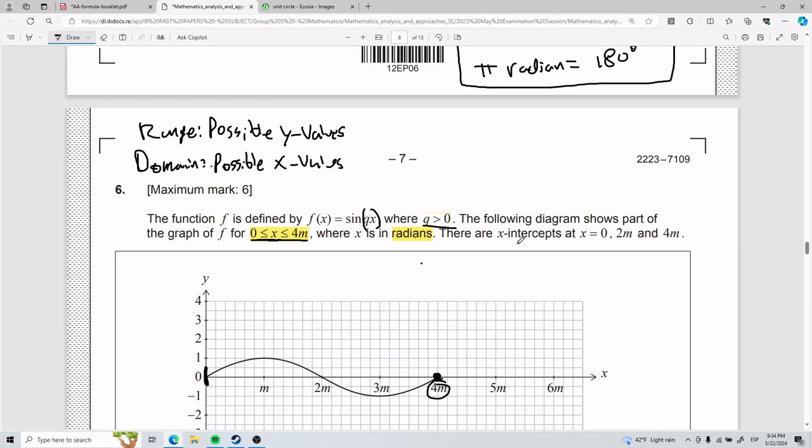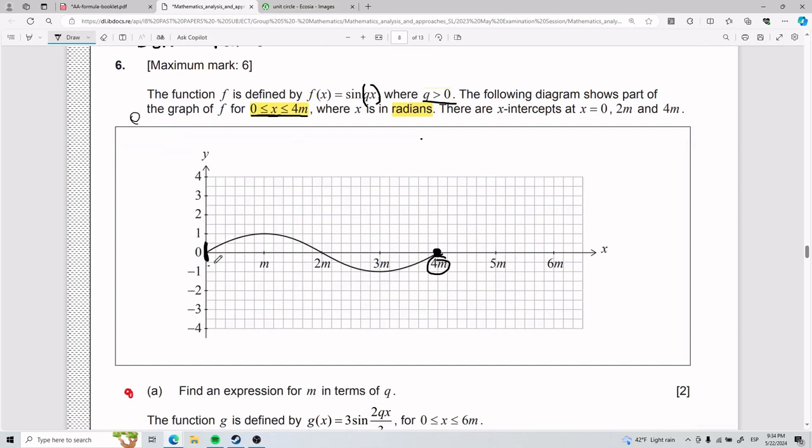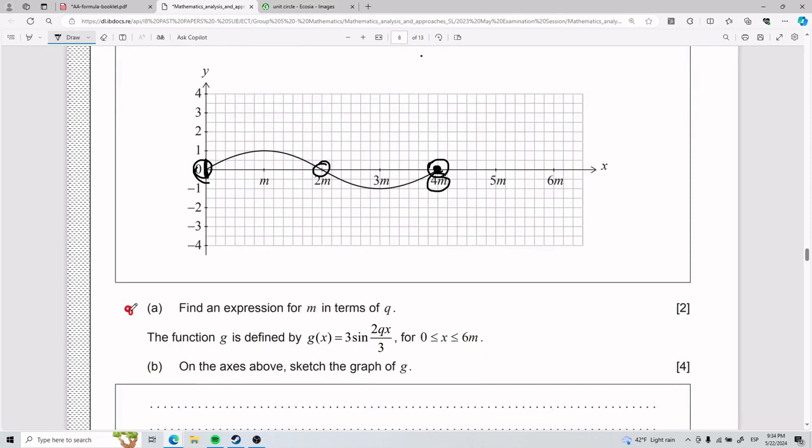Anyways, there are x-intercepts at x equals 0, at 2m, and at 4m, okay? So for part A, we need to find an expression for m in terms of q. First things first, when they say m in terms of q, what this is really telling you is that they need m to be alone. I'm going to be very clear on that.